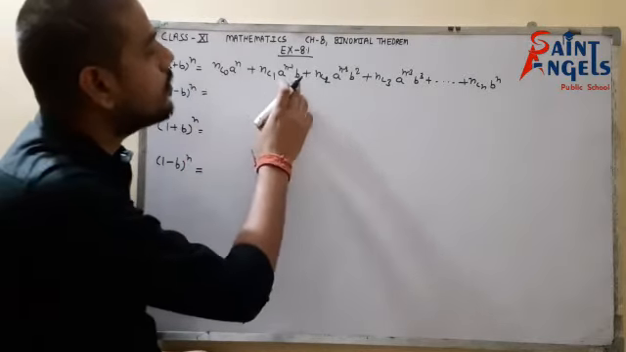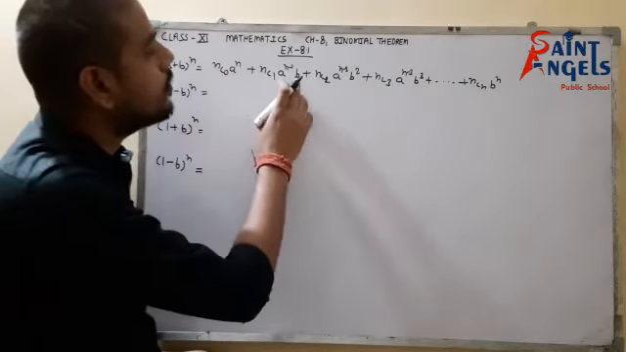Suppose we have (1 + b)^n. Here the value of a is 1 and in place of b is b. So the formula would be nC0 a^n. It means 1 to the power n. Whatever the power of 1, it will always be 1, so I'm not writing it. So nC0 plus nC1 b plus nC2 b squared plus nC3 b cube plus nC4 b^4 and up to nCn b^n.